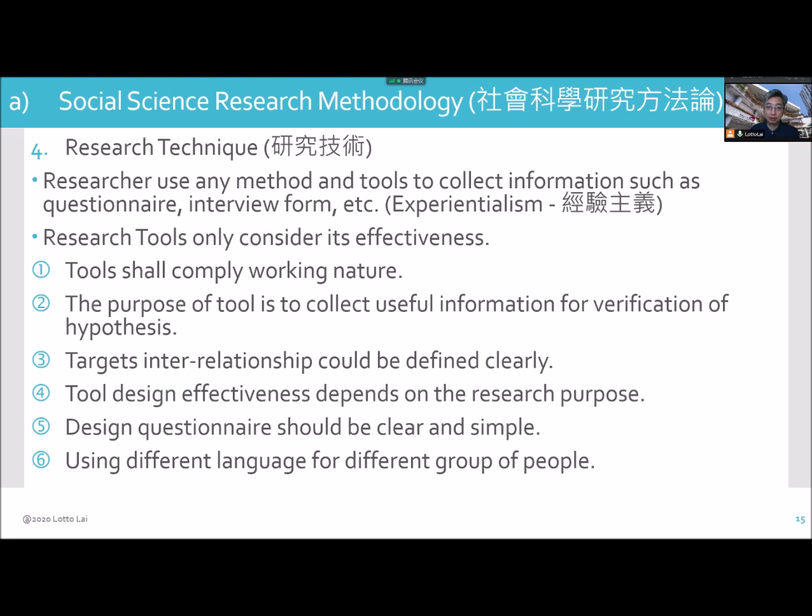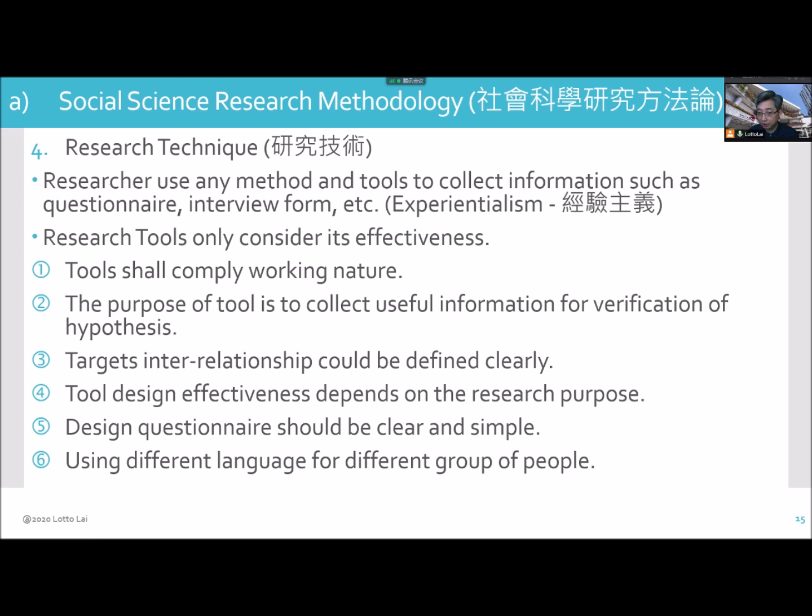Research technique: researchers use any methods and tools to collect information, such as questionnaire, interview, form, etc. It is called instrumentalism. Research tools only consider their effectiveness. For example, the tools should be combined with nature. The purpose of tools is to collect useful information and for verification of hypotheses. The targets and interrelationships could be defined clearly, and tool design effectiveness depends on the research purpose.